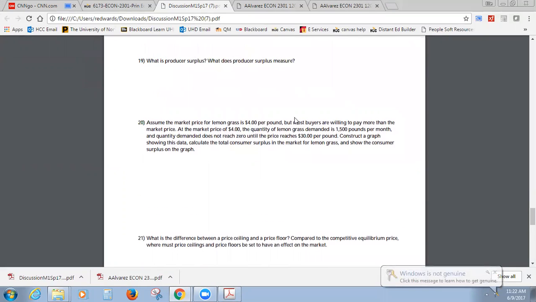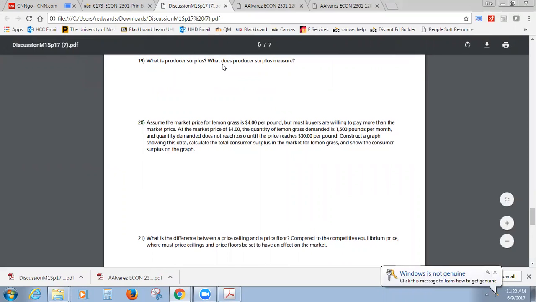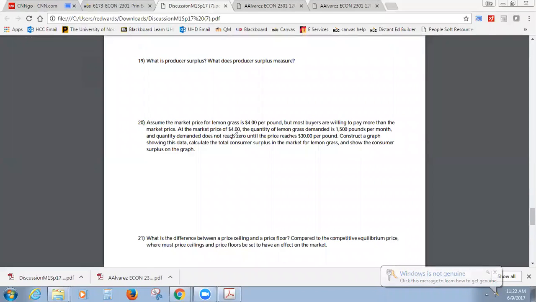this problem here was asking, I saw a couple people had problems with this one. If it tells you that the market price for lemongrass is $4, you're going to draw out your supply curve. Remember, you want to label everything. A graph without labels means nothing. Quantity, price. And it tells me I have a demand curve. And it told me that quantity demanded is 0 when the price is 30, right?